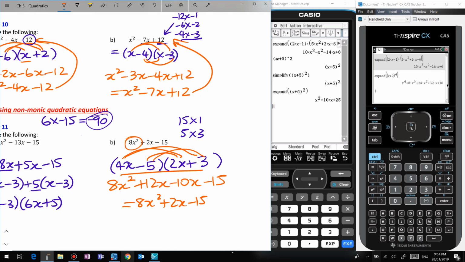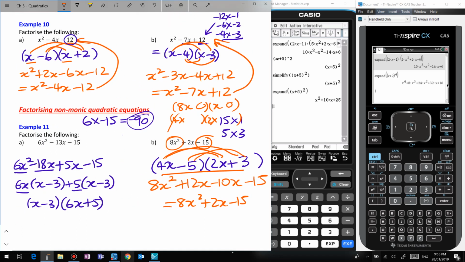What two terms can give me 8x squared? It can be 8x and x, or it could be 4x and 2x. There's nothing else that goes into 8. Then I've got to work out what gives me my last terms, and I can try them out here and here and change the negatives and positives around and see if I can get a combination that works. If you know your times tables well, it works really well.